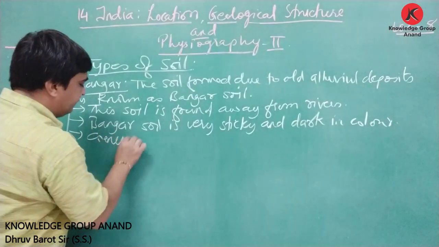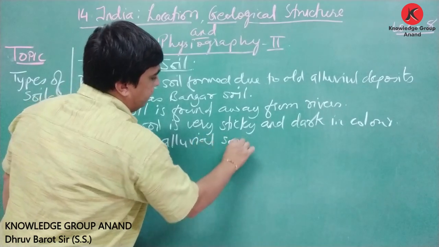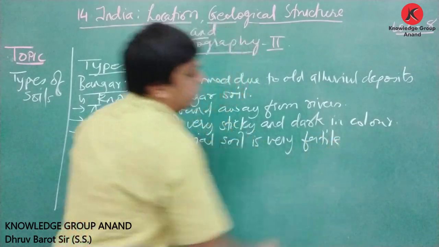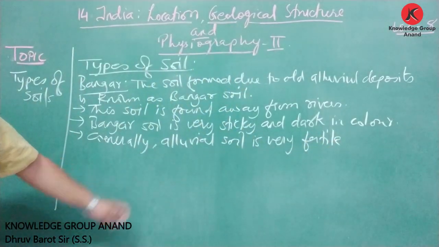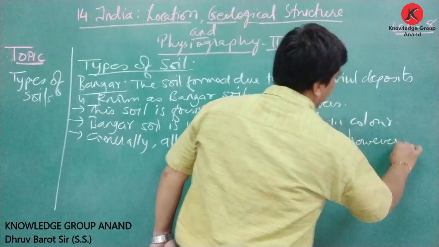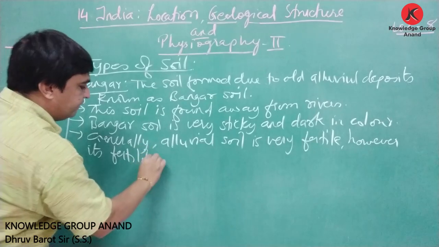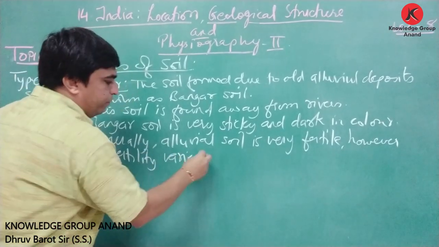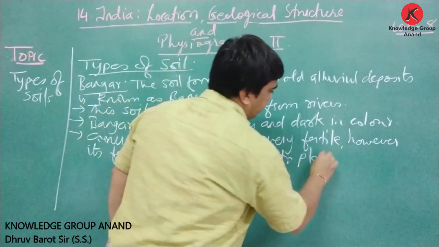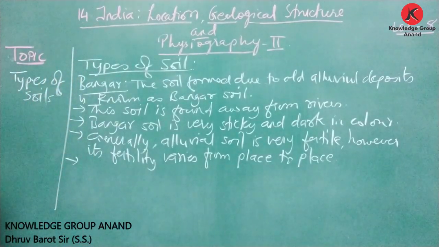Generally, this alluvial soil is very fertile. However, its fertility varies from place to place. From different place to place, the fertility of this soil varies.